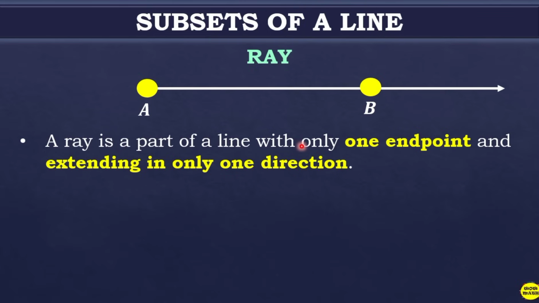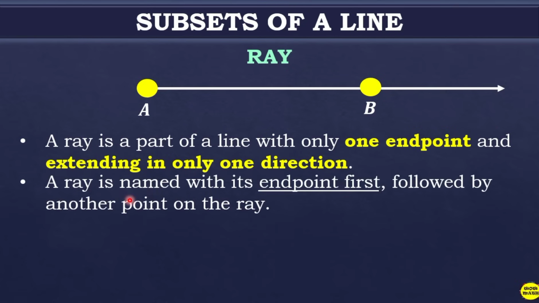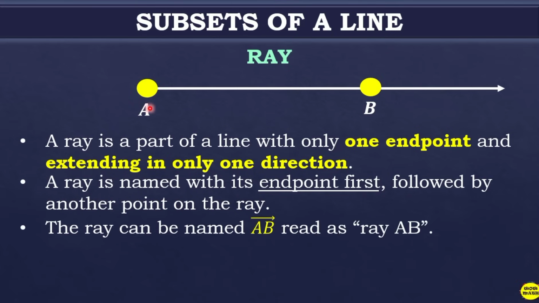Ulitin ko, ang line segment may dalawang endpoint, natatapos. Ang ray po, isa lang ang endpoint niya, papunta sa infinite direction. Okay, so paano natin siya papangalanan? A ray is named with its endpoint first. Kapag nag-name tayo ng ray, lagi po tayong magsisimula sa endpoint, followed by another point on the ray. So, given this figure, this can be named as ray AB.